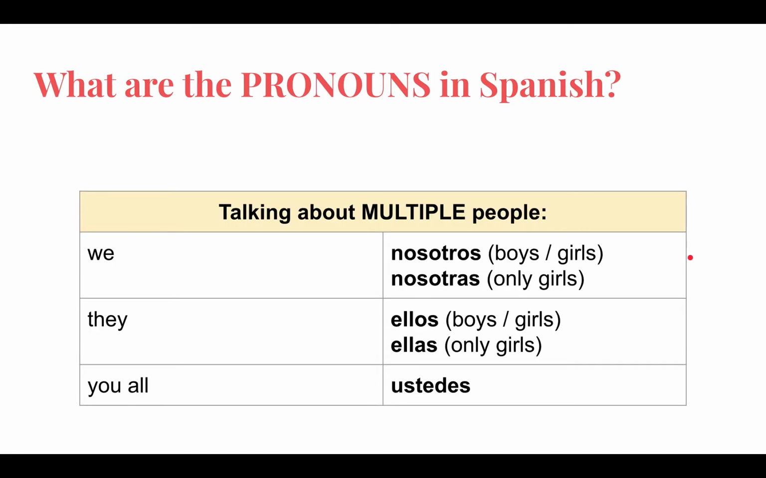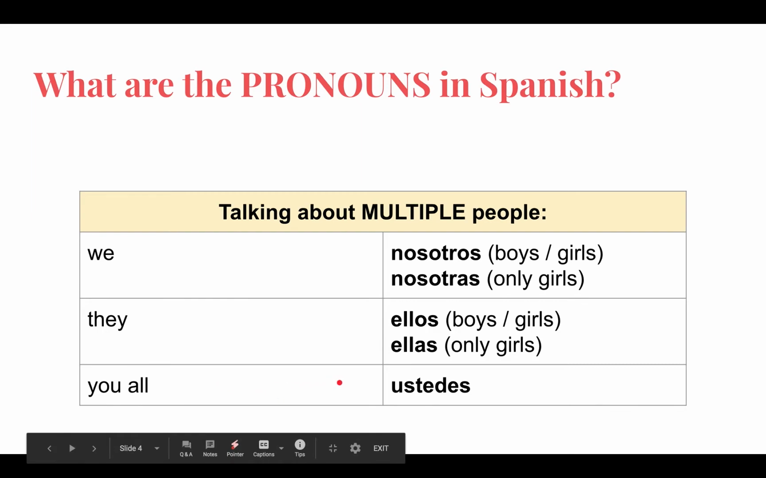When we're talking about multiple people, the word for we is nosotros. If you're talking about boys and girls or just boys. Nosotras is for a group of only girls. They is ellos. Remember, the double L is pronounced like a Y. Ellos for boys or for boys and girls. Ellas is for only girls. And finally, we have you all when you're talking to a group of people. Ustedes.